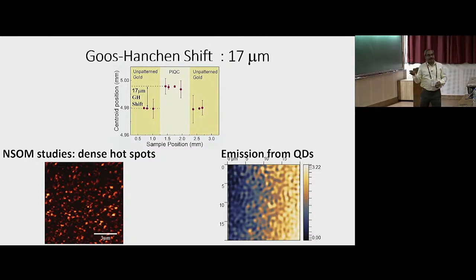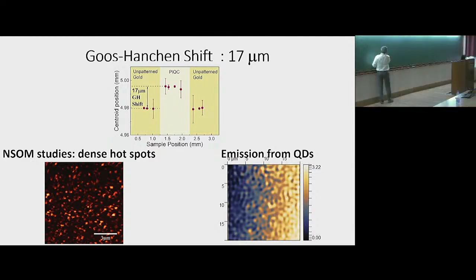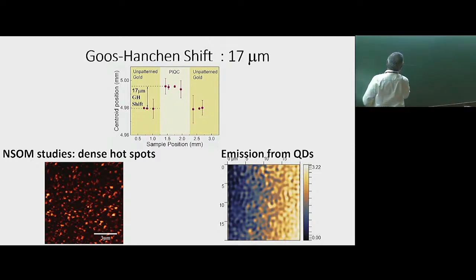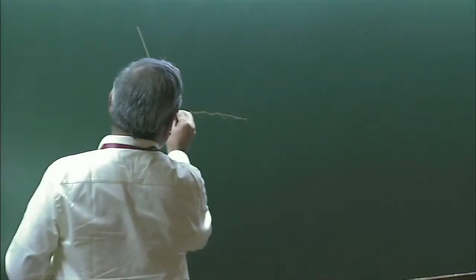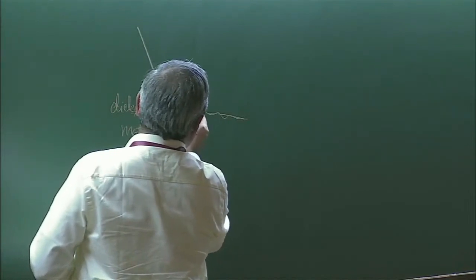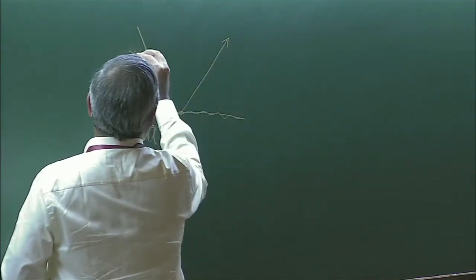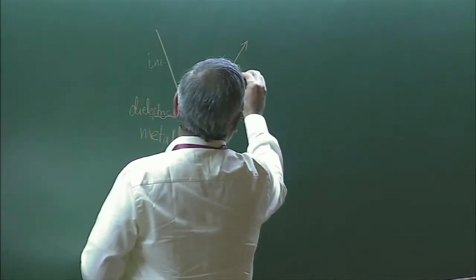This is longitudinal. The idea here is that in a plasmonic structure, if you have a metal and a dielectric, you have the interface, and then a plasmonic mode is possible, which propagates along this direction. Now, if light is incident at this point, there is always a shift in the beam position between the incident and the reflected beam.